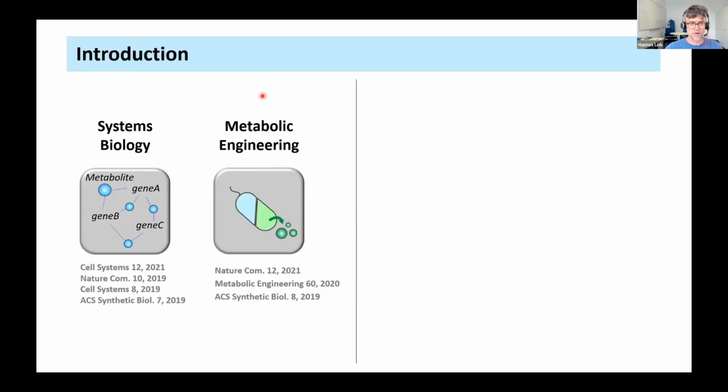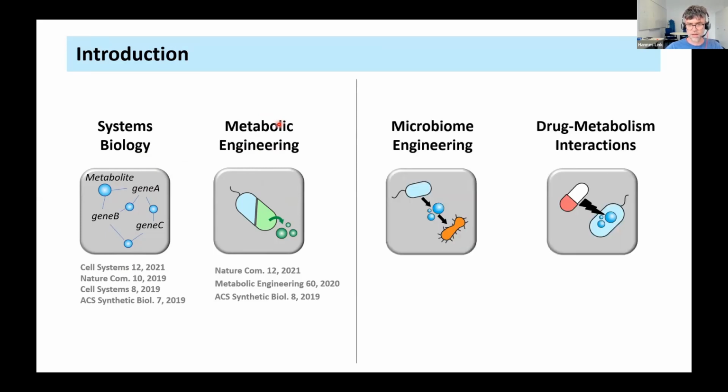So as an introduction, just very briefly, what my group is doing: so far, we worked mainly in two areas, systems biology and metabolic engineering. In the systems biology area, we are interested in interactions of metabolites with the expression of certain genes. So these metabolic-genetic networks, how we can detect them, what their function is. Then we use this knowledge to engineer better strains for biotechnological applications. That's metabolic engineering. And since we are in Tübingen, we moved now into some newer fields for us: microbiome engineering and also investigating interactions of metabolism and drugs.